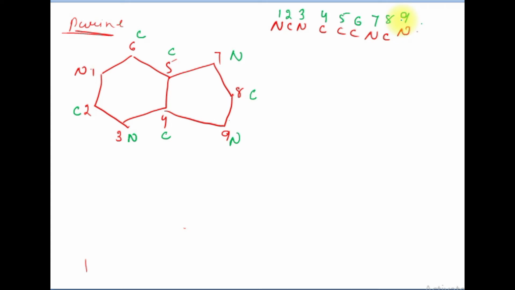According to the question, we have to understand which amino acids are responsible for the formation of this purine, which has a double ring structure. In the first position, nitrogen is present and it is derived from the amino acid aspartate. The carbons at the second and eighth positions are made from formate.